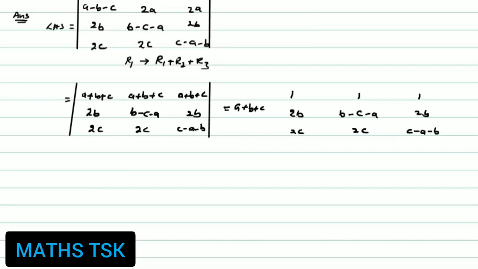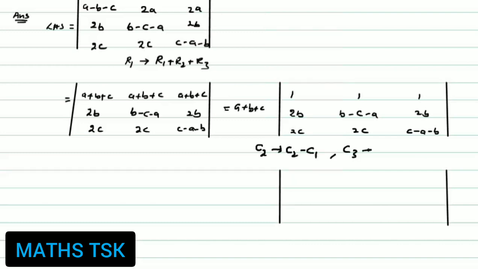Okay, so I can write the next step. What is the next step? All the elements in the first row are 1, isn't it? The next step, I want to make these elements 0. So C2 tends to C2 minus C1, and C3 tends to C3 minus C1. I operated C2 on C1 and C3 on C1.